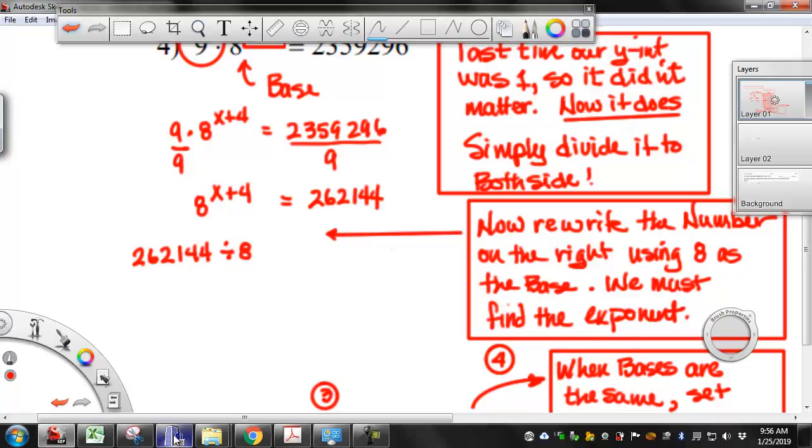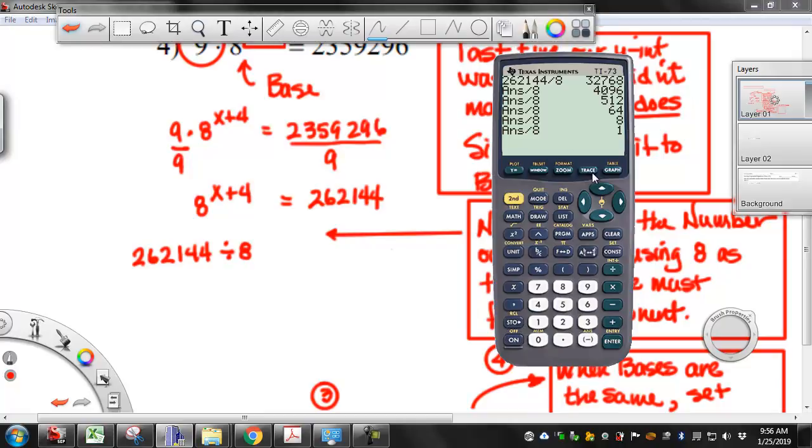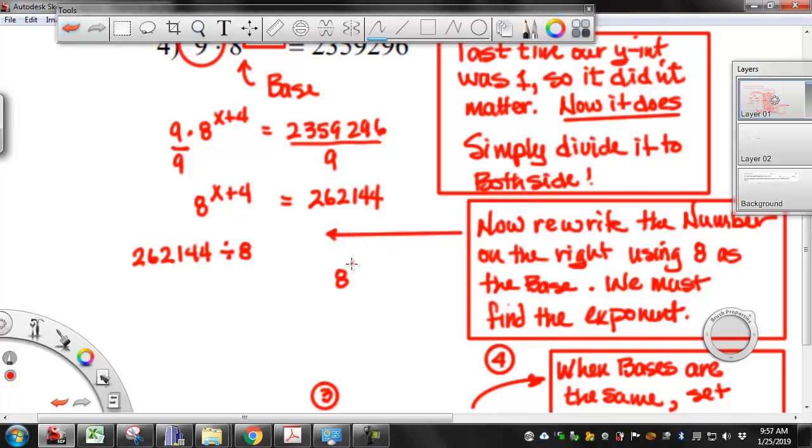Now I've already done it in my calculator, and I'm going to bring up the screen and you can see. So there it is right there, 262,144. We divide it 1, 2, 3, 4, 5, 6 times. And remember, you've got to get back to 1. Now be careful with your calculator. You don't get to see all the screens that I do. So count them as you divide. Every time you divide by 8, go 1, 2, 3, 4, 5, 6. That means 8 to the 6th power has to be equal to that number.